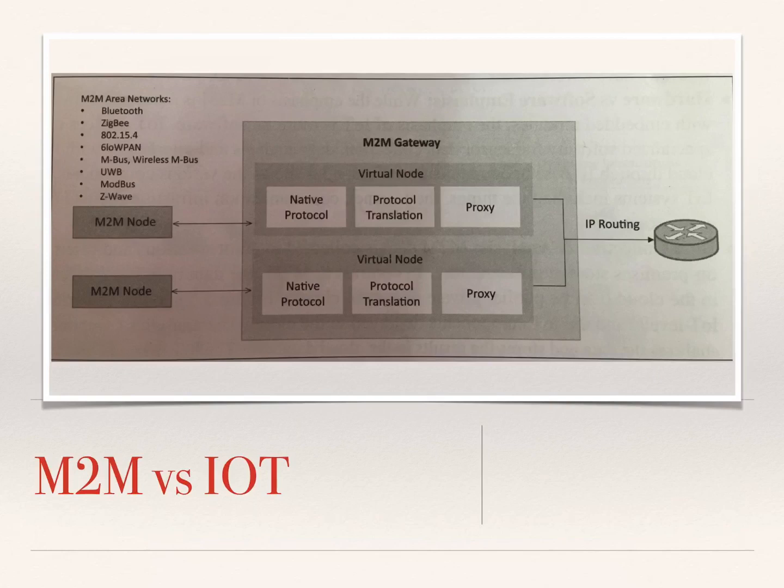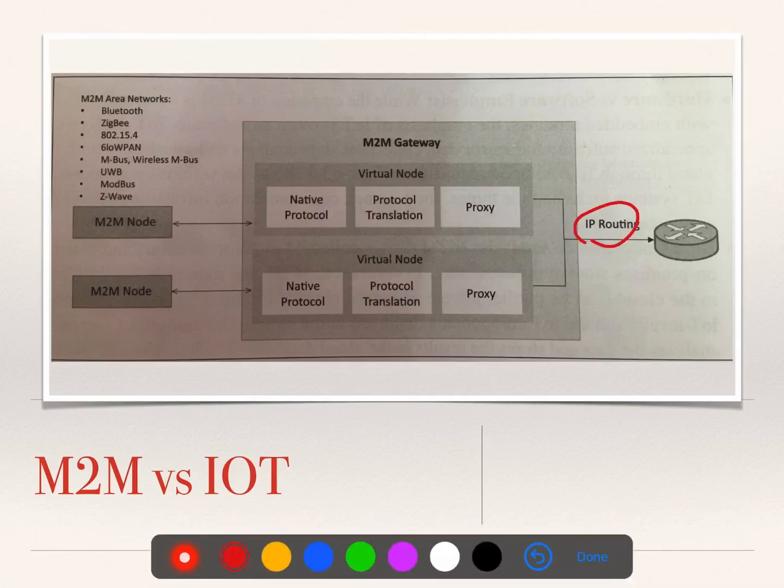In this M2M gateway, what are the components? We have IP routing. That means this is a switch or a router, via which we are routing. In the M2M gateway we can see native protocol, protocol translation, proxy, and these are on a virtual node. So we cannot have an actual node, but it's a virtual node.